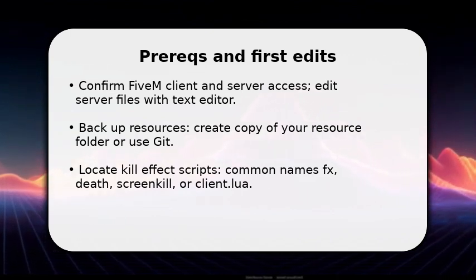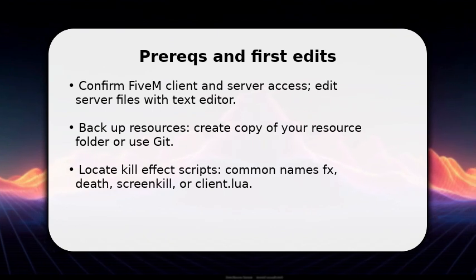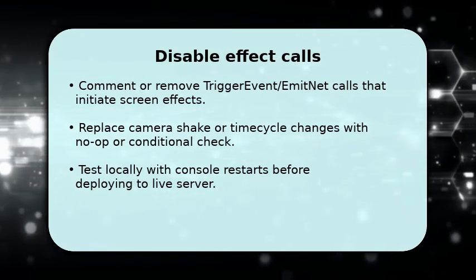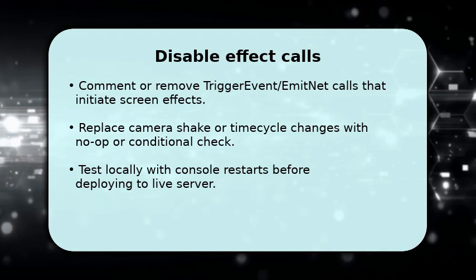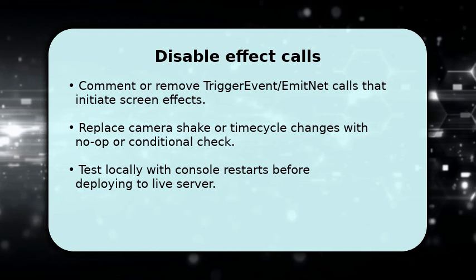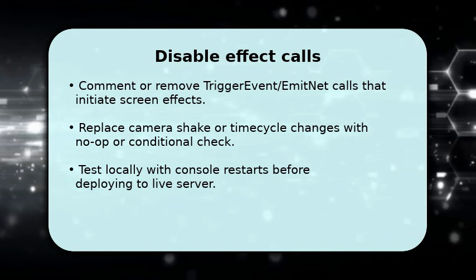Now modify the specific lines that actually run the effect. You might see trigger event, screen, kill, or do screen fade and slash out, shake gameplay cam, set time cycle modifier. Replace calls with comments or wrap them in an if false then end check so they never execute.